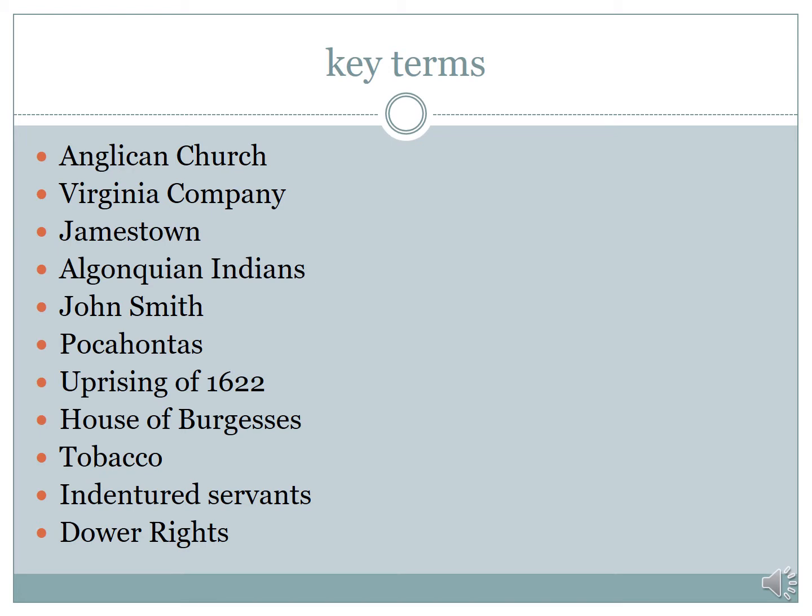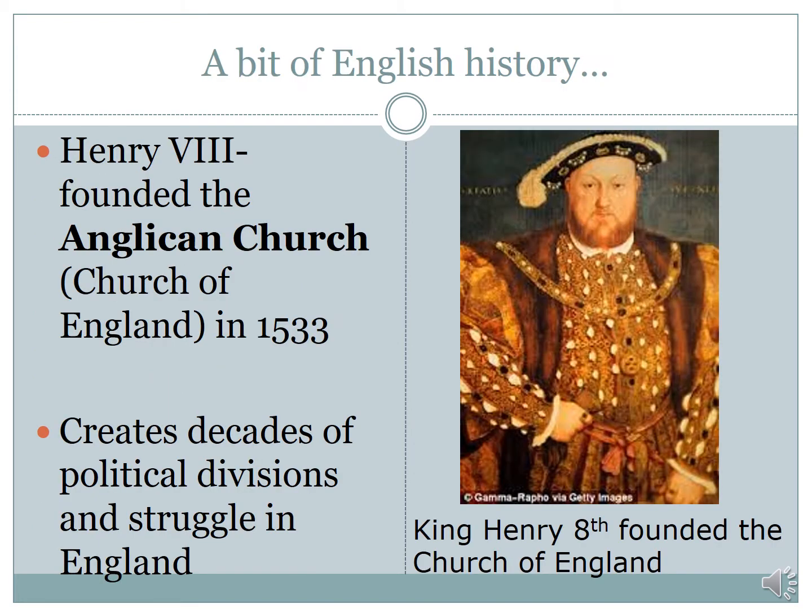So you can see here on our list of key terms, the first key term that we're going to be talking about is the Anglican Church. So we, again, are going to turn to Europe and talk a little bit about English history so that we can understand the context and the reasons why people were coming from England over to these American colonies. So we're going to get started with a bit of English history.